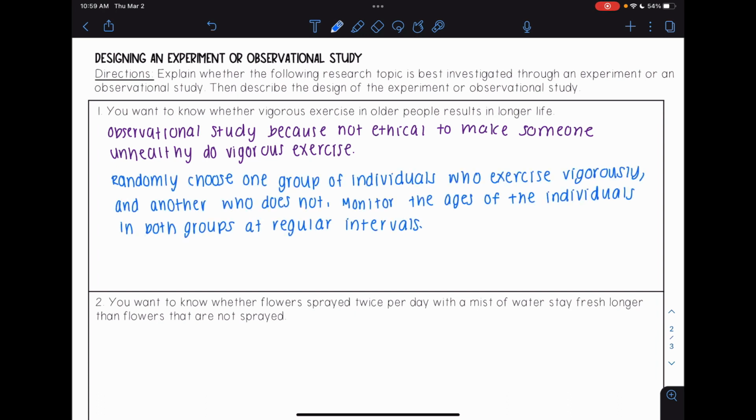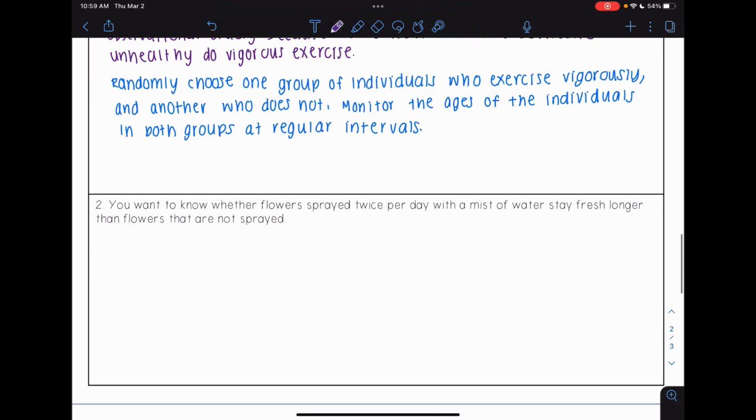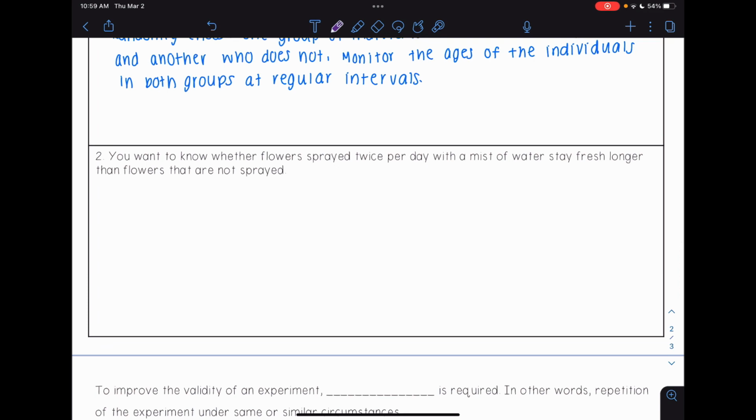Okay, so this is what I have written down. Randomly choose one group of individuals who exercise vigorously, another group who does not. Monitor the ages of the individuals in both groups at regular intervals. Okay, now looking at number 2, it says you want to know whether flowers sprayed twice per day with a mist of water stay fresh longer than flowers that are not sprayed.